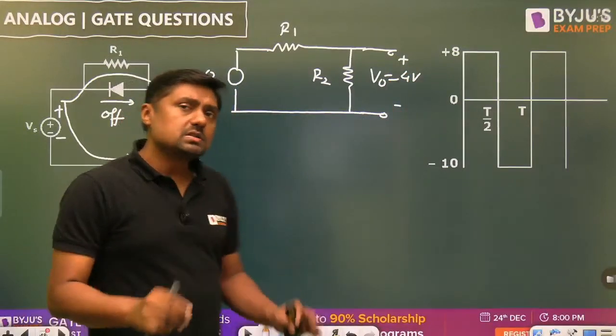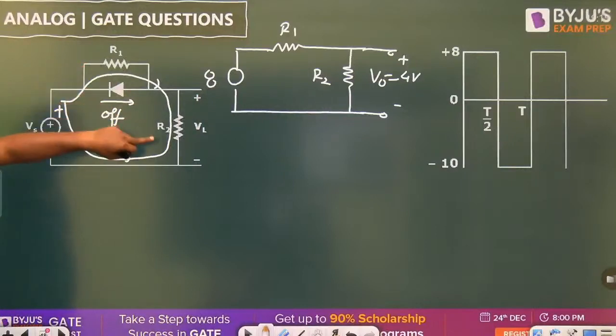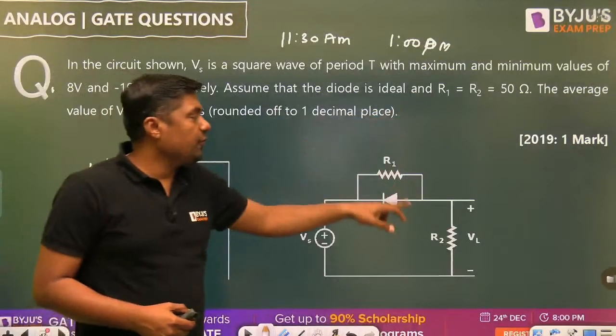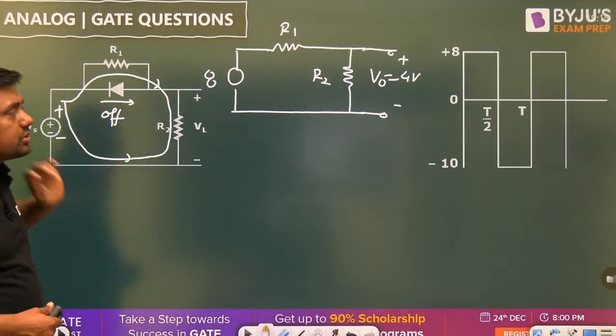So simple case, during the positive half the diode is off. That's why R1 and R2 are in series. The given values of R1 and R2 are equal, 50 ohm, 50 ohm. Therefore the output is 4 volt during the positive half.